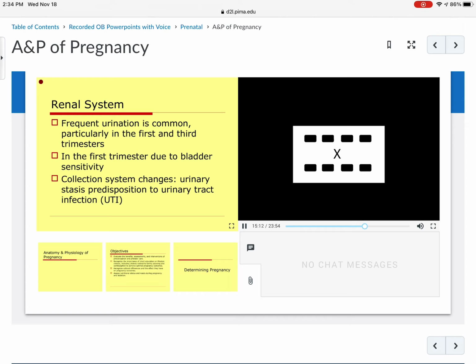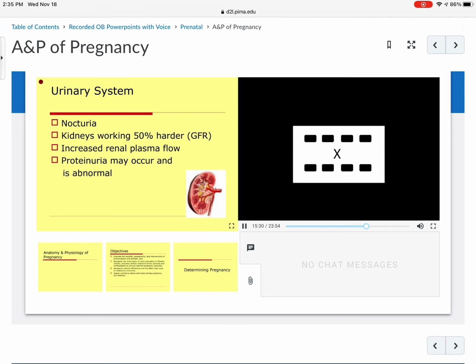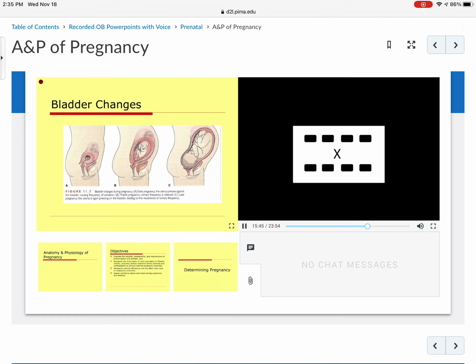Frequent urination is common, particularly in the first and third trimesters. In the first trimester it's bladder sensitivity, and of course in the third, the baby is putting a lot of pressure on that. Patients are prone to urinary tract infections, and they're checked for that every time they go into their prenatal visit, and of course educated on UTIs. The kidneys are working harder. We do know that protein in the urine is abnormal, and we would work them up for preeclampsia. There's the bladder changes.